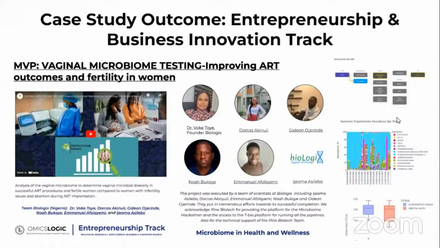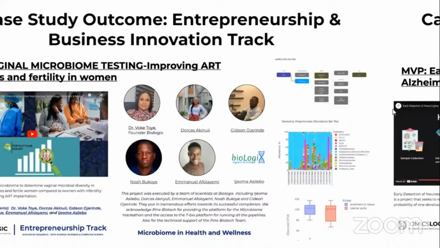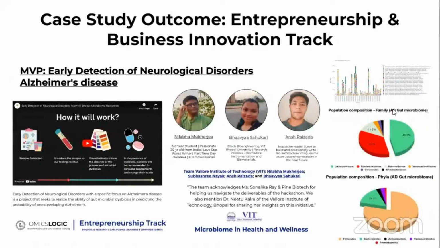Now, let's say you are someone with a passion for science and business. It is also possible to pursue an entrepreneurship and business innovation track, like a team of industrial researchers from a biotechnology company in Nigeria did. They worked on developing a microbiome test kit to improve the fertility of women in Nigeria and improve their chances of carrying their babies to term. These entrepreneurship tracks are not just pursued by researchers, but by students as well. For instance, a group of undergraduate and postgraduate students worked on developing an early detection kit for Alzheimer's disease.